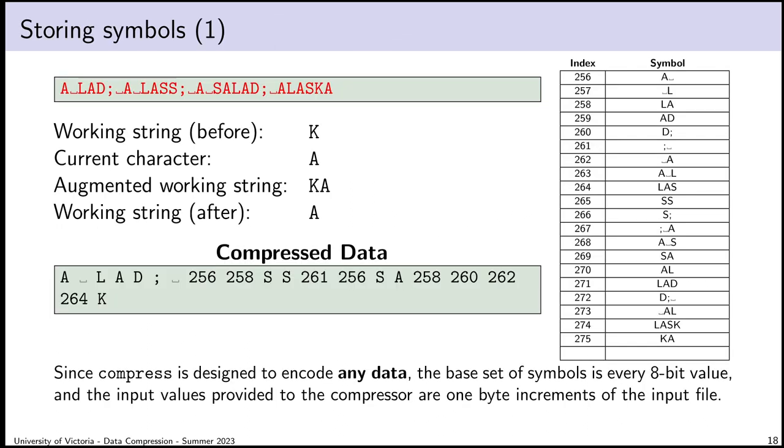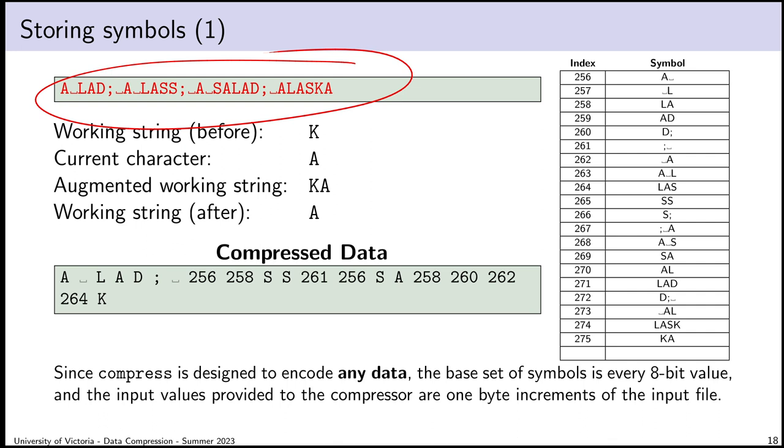So what about the symbols themselves? The compress program is designed to encode anything, and we know that from the last lecture. We want to be able to encode sequences of any bytes, so any 8-bit sequence can appear in our input stream when we're encoding with LZW. And of course, the compress program is trying to realize LZW.